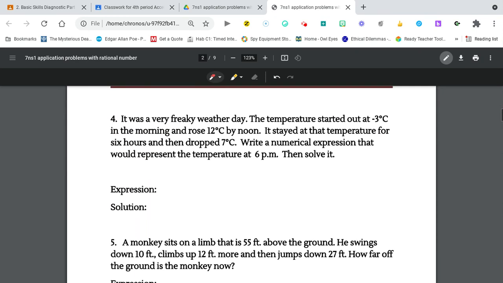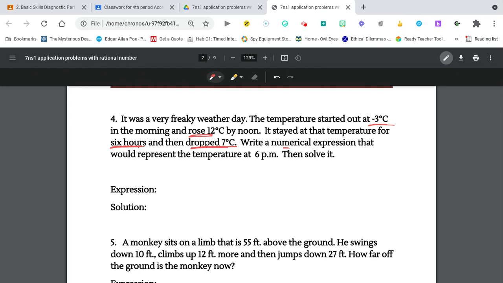All right, let's take a look at 4. It says it was a very freaky weather day. The temperature started out at -3 degrees Celsius. That was the start. And then it rose 12 degrees Celsius by noon. It stayed at that temperature for 6 hours. Now, don't put this in there. 6 is in terms of hours. We're looking at temperature. And then it dropped 7 degrees. So it started out at -3. It rose 12. It dropped 7.